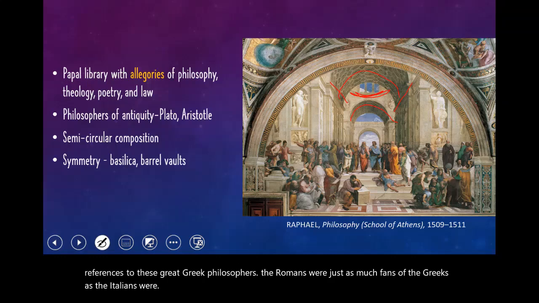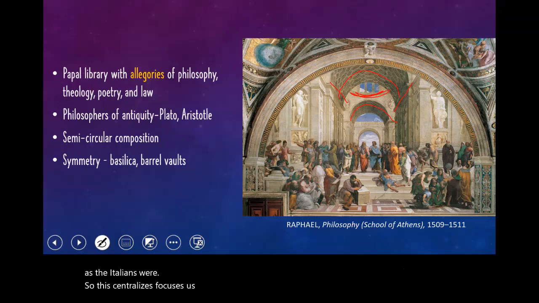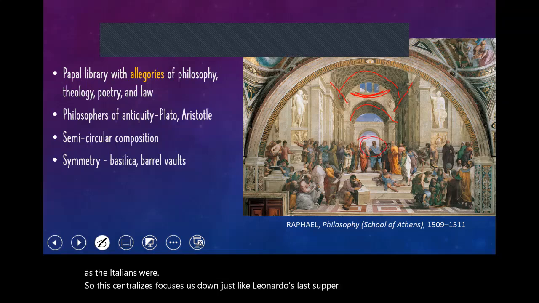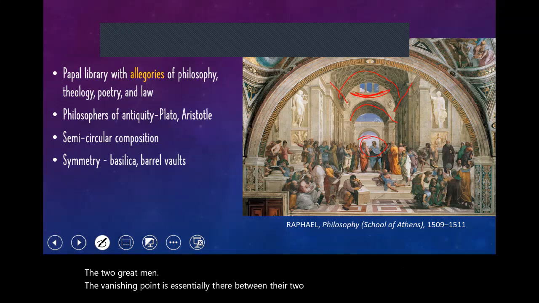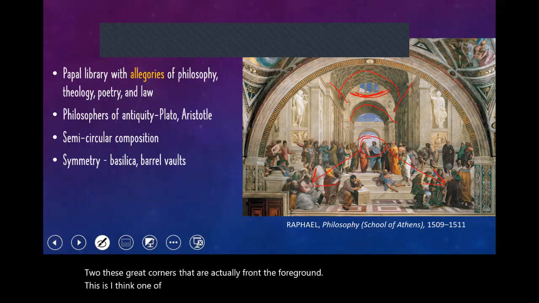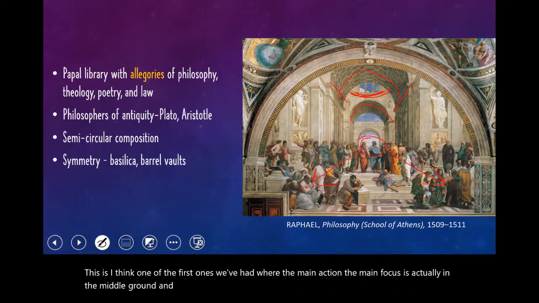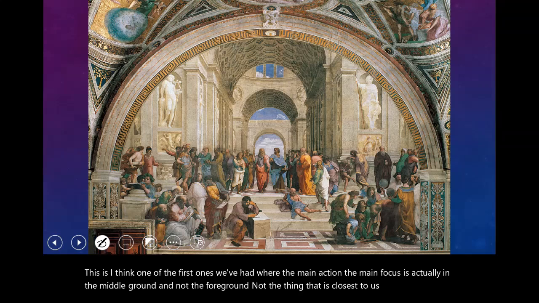So this centralizes, focuses us down, just like Leonardo's Last Supper, onto the two great men. The vanishing point is essentially right there between their two heads, if you follow the converging lines. And then we can radiate outward to these great corners that are actually the front, the foreground. This is, I think, one of the first ones we've had where the main action, the main focus is actually in the middle ground and not the foreground, not the thing that is closest to us, with the other exception being Last Supper.